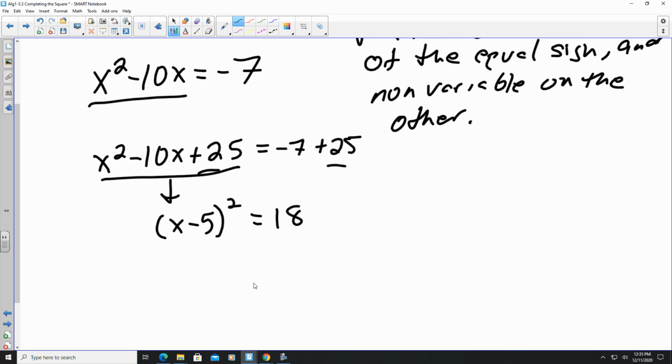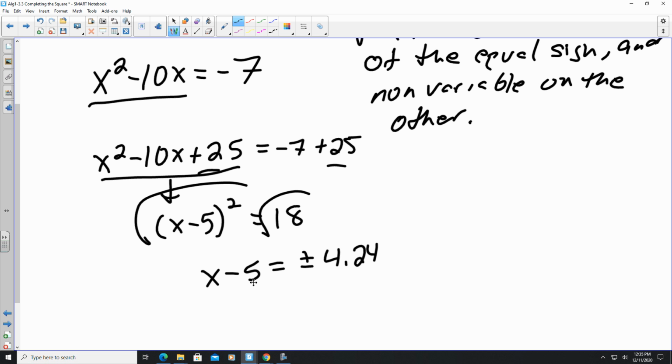So now I can use square roots to solve this. So now I'm just going to take the square root of both sides. The square root of x minus 5 quantity squared is just x minus 5. And it's going to be equal to plus or minus the square root of 18. Well, the square root of 18 is not a perfect square number, so it's going to be about 4.24.